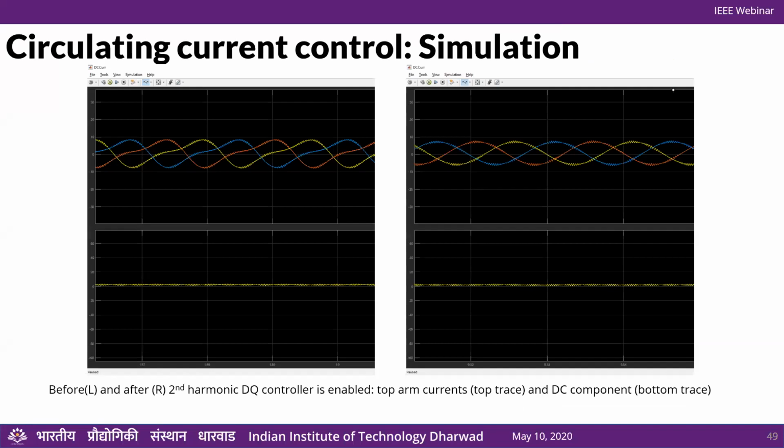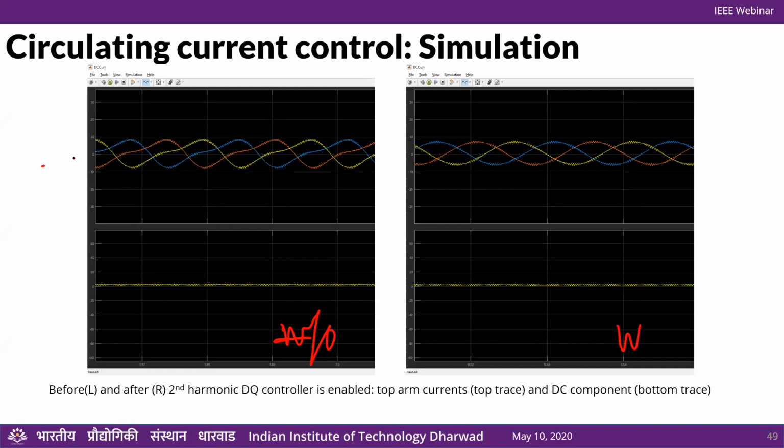Okay, so coming to the exciting parts. This is our circulating current control. I've not shown voltage outputs because those are fairly standard. There's nothing really new there. But the circulating current control is something exciting, so that's why I've shown that. What these show is, this is without any circulating current control, and this is with the second harmonic circulating current control enabled.